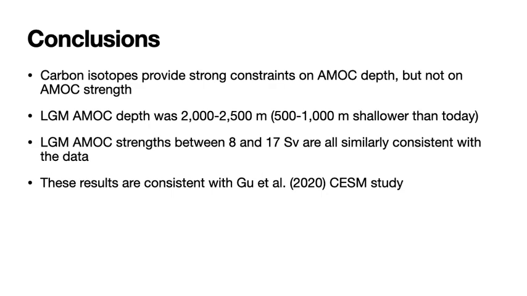So from this model data comparison, we conclude the AMOC depth was between 2 and 2.5 kilometers during the last glacial maximum, and that is about 500 to 1,000 meters shallower than today. So this is a very robust result. The AMOC strength, however, could vary between 8 and 17 Sverdrups, so all of these simulations are similarly consistent with the data. And finally, I would like to mention that our results are consistent with the recently published paper by Gu et al., who used CESM simulations, although they only had 3 simulations and we have many more, so we could fill out that phase space much better than they could.